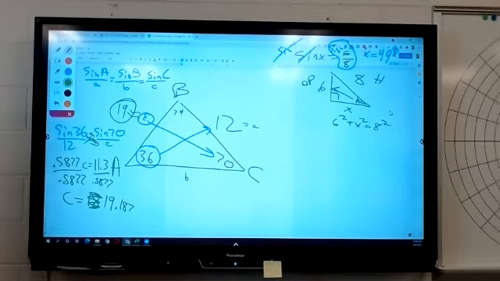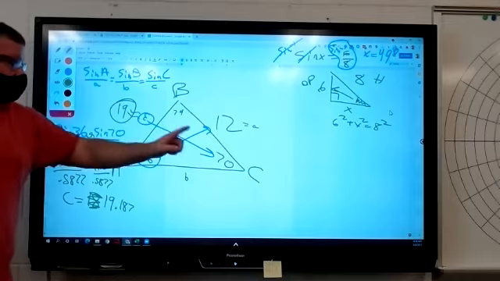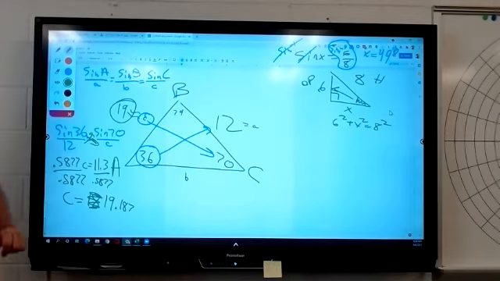Now let's see if this makes sense. 36 degrees goes with 12. 70 degrees goes with 19. Does that make sense? Small angle, smaller side, big angle, almost double the side. Do we agree with that? So is everybody cool with that? Good. Your job is to find B. Go, find B.